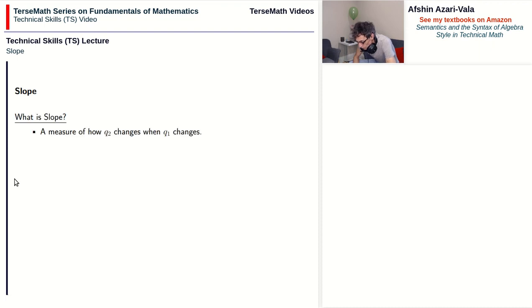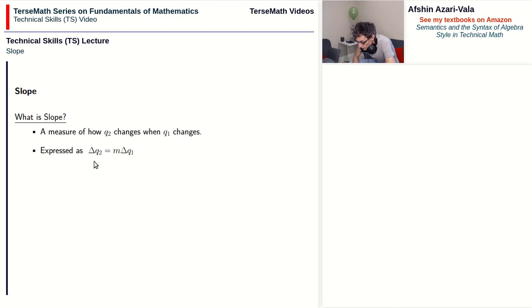Now, what is slope? It's a measure of how the value of one quantity changes when the value of some other quantity changes. And when we talk about how things change, we can think in terms of how much they go up by, or whether they get multiplied or divided by a number. So things can change in different ways. Slope specifically talks about how the value of a quantity changes as a measure of how many times it's faster or slower than the change in the value of some other quantity.